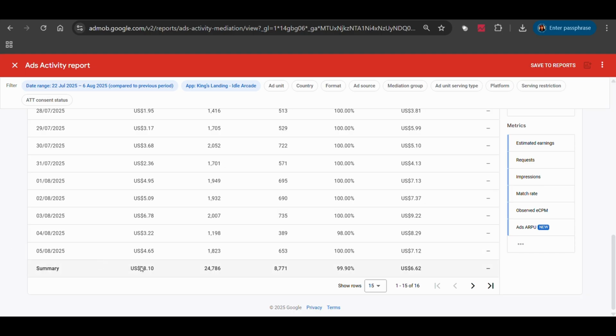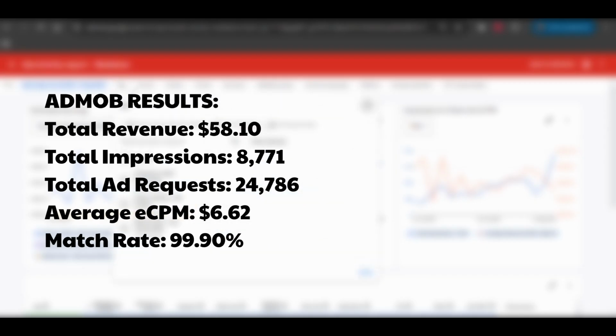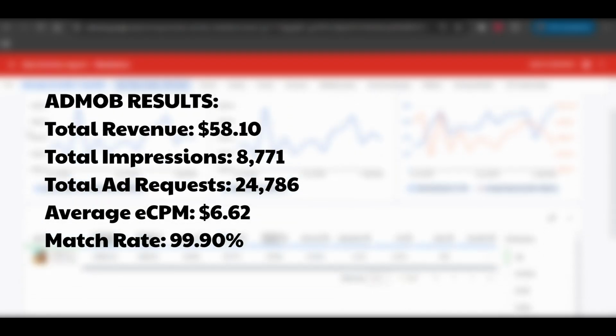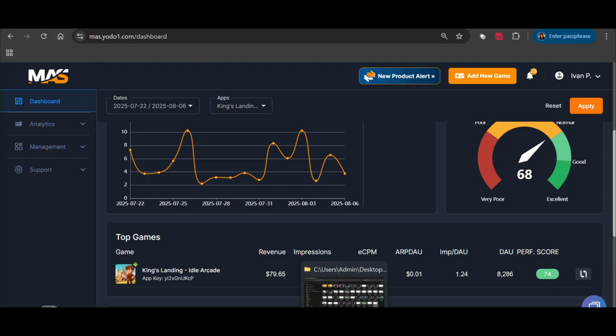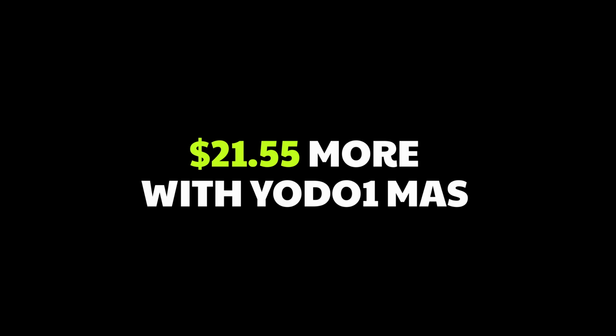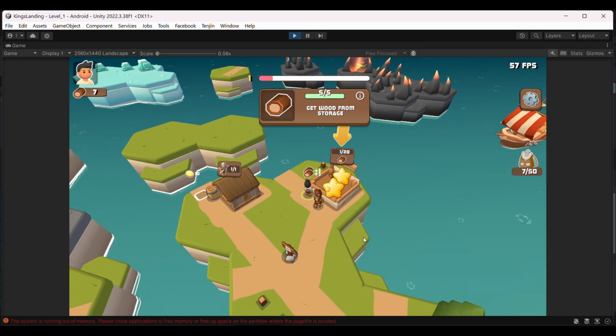AdMob results. Total revenue $58.10, total impressions 8,700, total ad requests 24,700, average eCPM $6.62, match rate 99%. Yodo1 MAS results. Total revenue $79.65, total impressions 10,500, average eCPM $7.59, daily active users 8,200. So Yodo1 MAS generated $21.55 more revenue. That's 37% higher with roughly the same number of users.